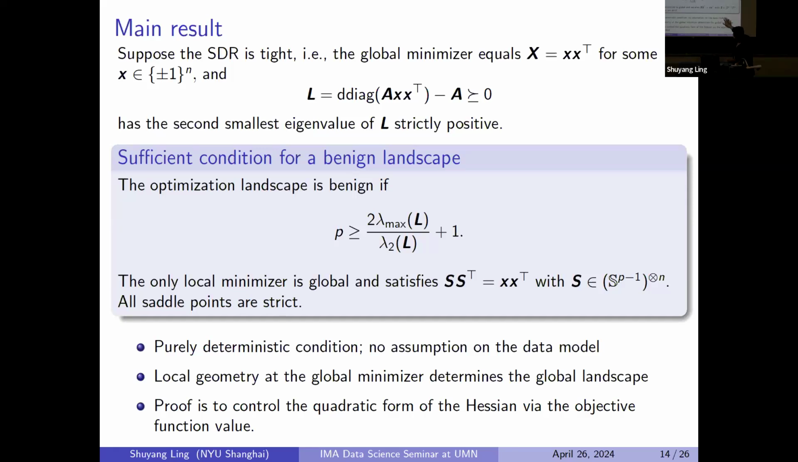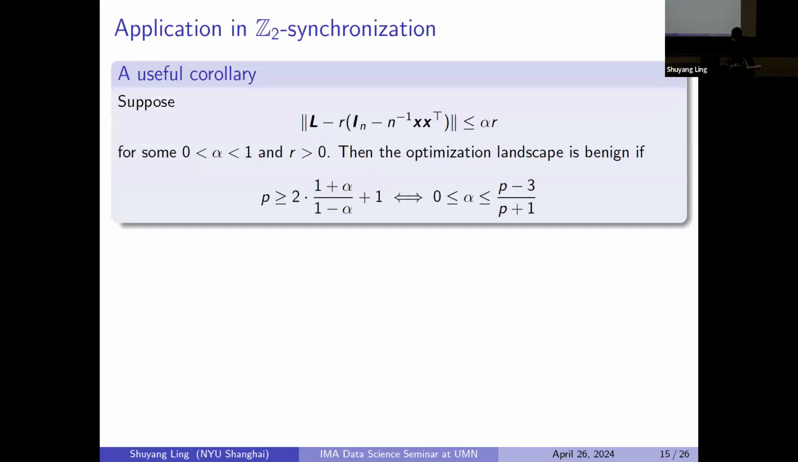So that's deterministic. So what if I apply this to the examples I provided, the Z2 synchronization plus Gaussian noise? What happens? So I will just provide a very general framework. Suppose the matrix L is close, spectrally, to R times the projection matrix, and the deviation is smaller than alpha times R. Which means spectrally, all the eigenvalues of L are close to R, up to a factor of alpha.